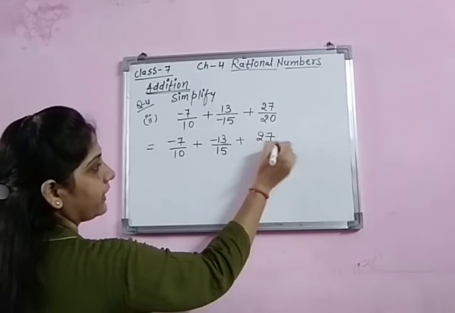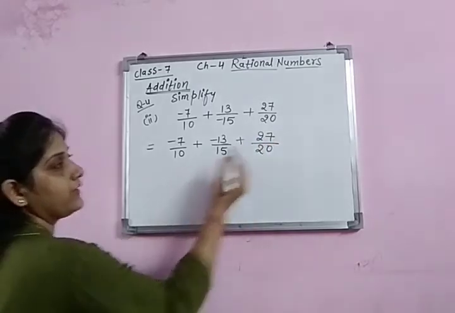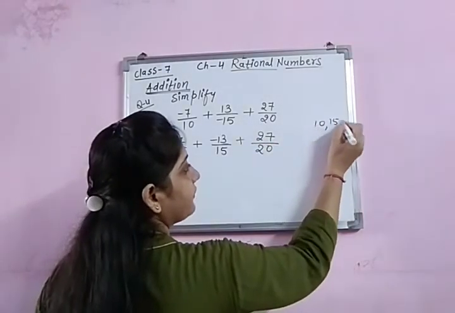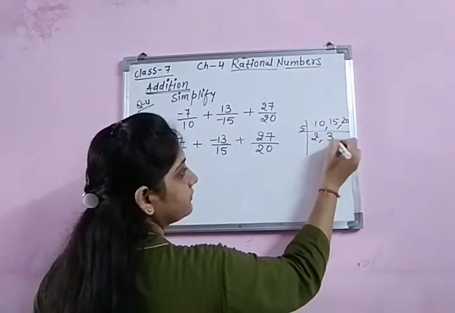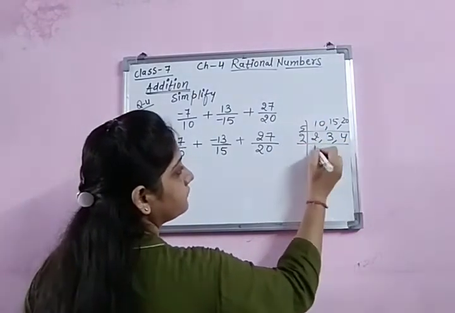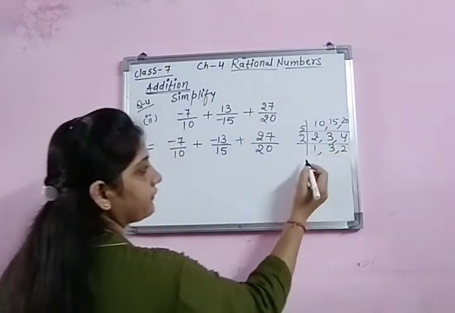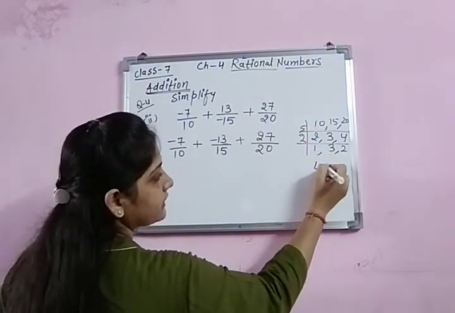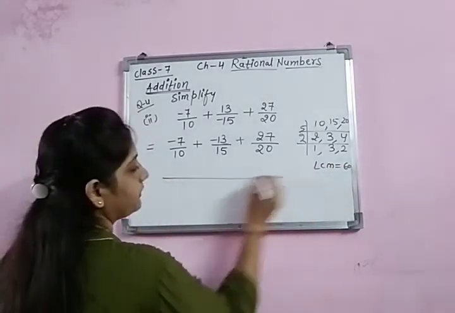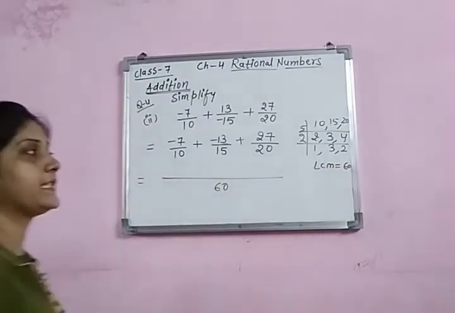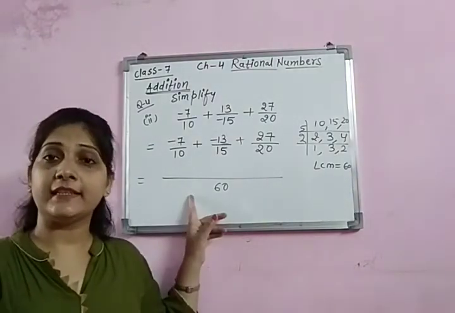Plus 27 by 20. Now when we take the LCM of 10, 15, 20, I have to divide them by 5 and by 2. So 5 tens are 10, 3 tens are 30, 3 twenties are 60. The LCM will be 60. I hope that everyone knows how to calculate the LCM. So the LCM I have written here is 60.